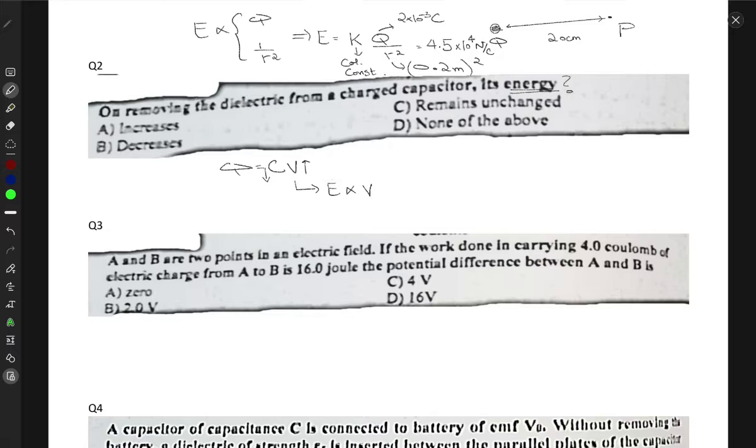And hence we conclude that removing the dielectric causes a decrease in capacitance, which in turn causes an increase in the potential difference, which finally gives you an increase in energy. Hence its energy will increase, and that's part A.